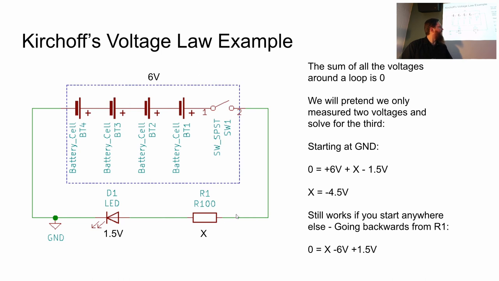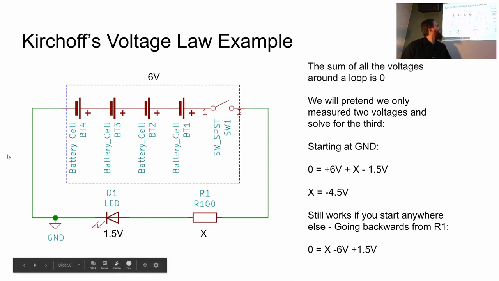So here you have X. Again, I say don't add a sign to it. Always add X. Then you come up to the battery, and because you go from positive to negative, it's minus 6 volts. Keep going around your loop. Then here you go from negative to positive, so it's plus 1.5 volts. And you're back to where we started. You come up with an answer of X is equal to positive 4.5 volts.